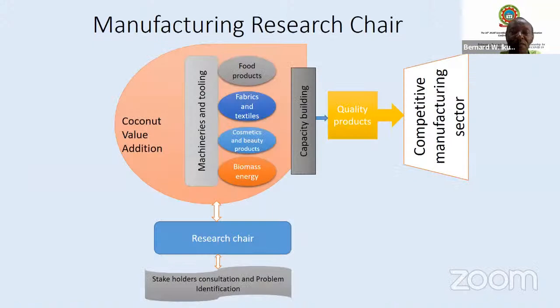What we are trying to do is to enhance their competitiveness through the value chain of coconut. We are looking at various elements: the food products, fabrics and textiles, cosmetics and beauty products, also biomass and energy. We are looking at how we can help them to improve their quality and productivity. With this, we are also developing machineries and tooling to assist in all this. We're also doing capacity building, training them so that they can produce much faster in a more cost-effective way, and then they become competitive. This is a project that is funded by IDRC.